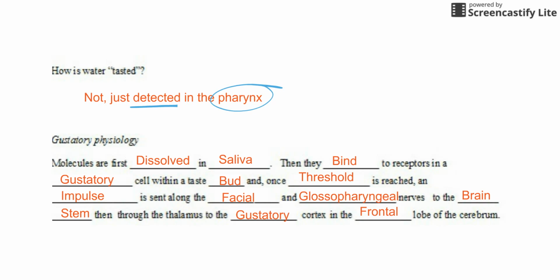Okay? And then how does it all work? So very similar to smell. We have molecules dissolved. This time they're dissolved in saliva, not mucus in your nose. They have to bind to a receptor in the gustatory cell within the taste buds. You've got those little cells inside there, the little taste hairs. Once threshold is reached, we send an impulse along the facial and glossopharyngeal nerves. This time we go to the brainstem, right? Up through the thalamus and into the gustatory cortex and the frontal lobe. So you'll want to pause that, I'm sure, and get those all filled in.